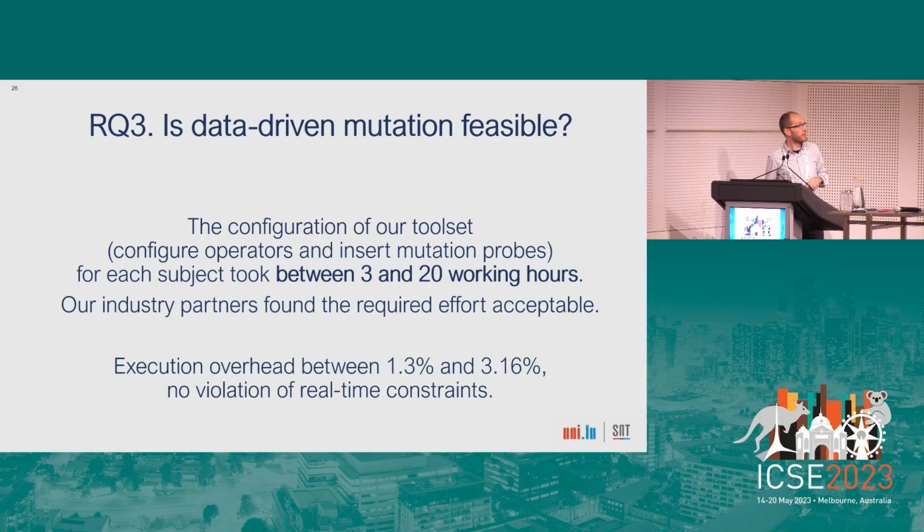The last question is about the feasibility of the approach. Basically, here the main point is that you have to define these fault models. And you may imagine it costs a little bit of time, but it's still feasible because we measure between 3 and 20 working hours to define a fault model. Basically, what you have to do is to read the specifications of the data that is expected to be exchanged by components, and when you read the specification, then you identify the operators to apply. And we have a little execution overhead that did not lead to any violation of real-time constraints. So it was feasible, and we were not introducing non-determinism in the execution of the system.